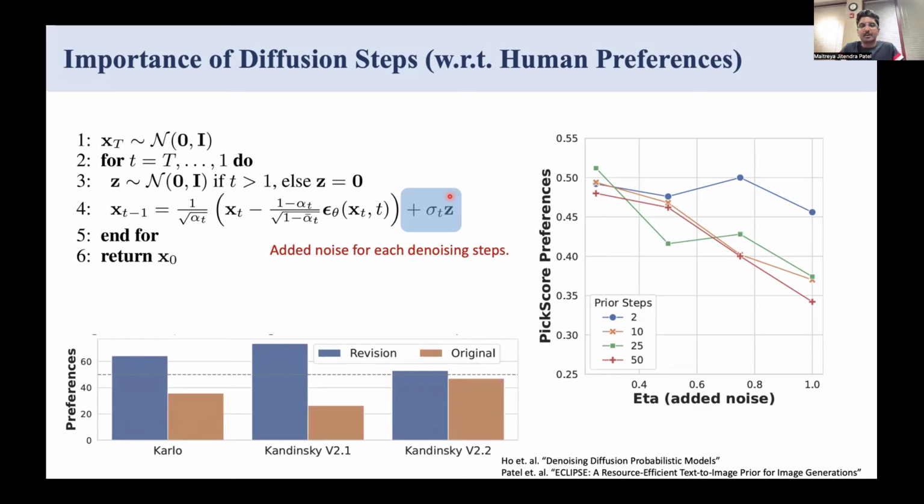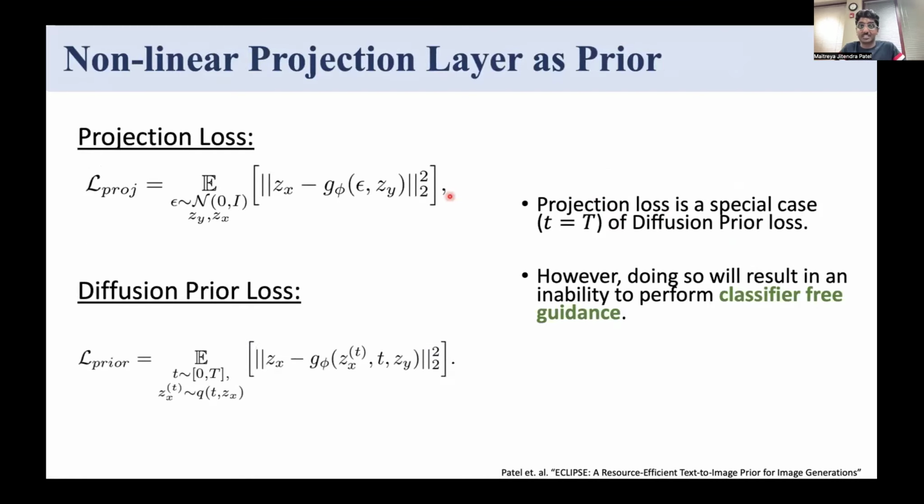Okay, so now we have this interesting insight. What if we just remove the diffusion modeling? What if we just have simple non-linear projection layers to do this text-to-image mapping? If you look more carefully, this projection loss, which essentially takes the text embedding as an input and estimates the vision embedding, is a special case of the diffusion prior loss when t equals capital T throughout the whole training stage.